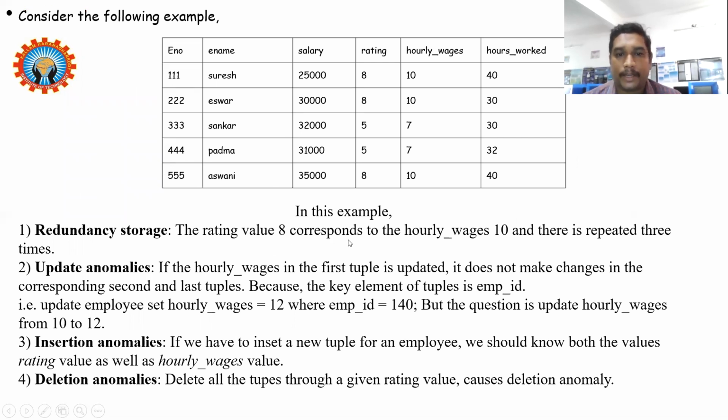The rating value 8 corresponds to hourly wages 10 and is repeated 3 times. Next, this problem: if the hourly wages in the first table is updated, it does not make changes in the corresponding second and last tables.